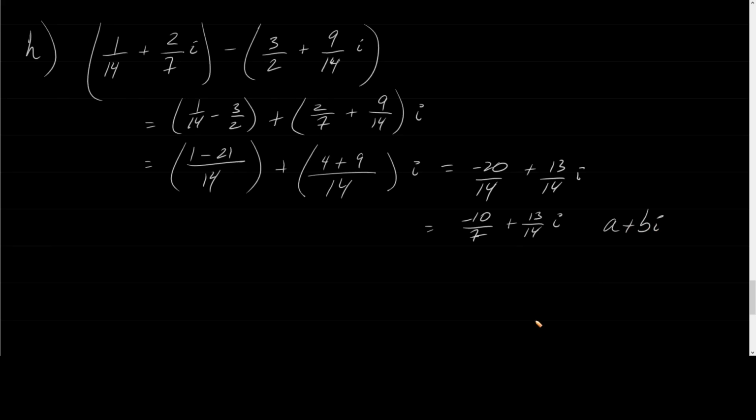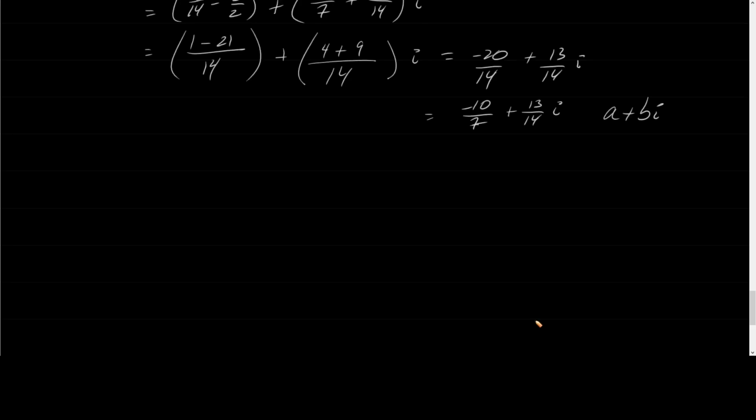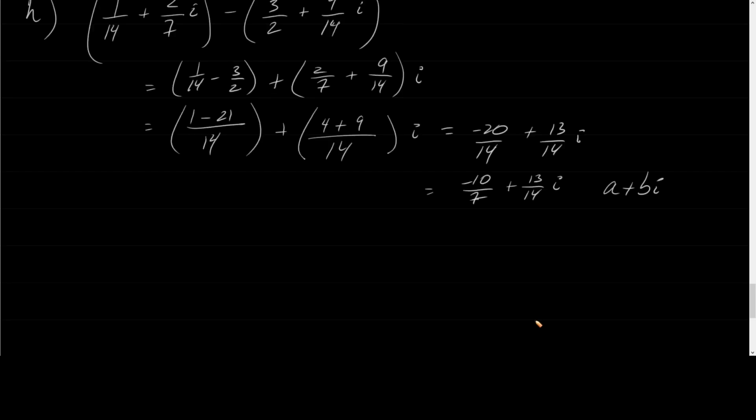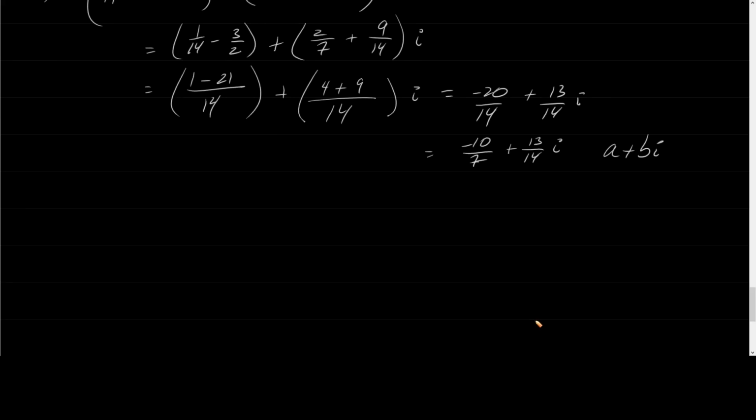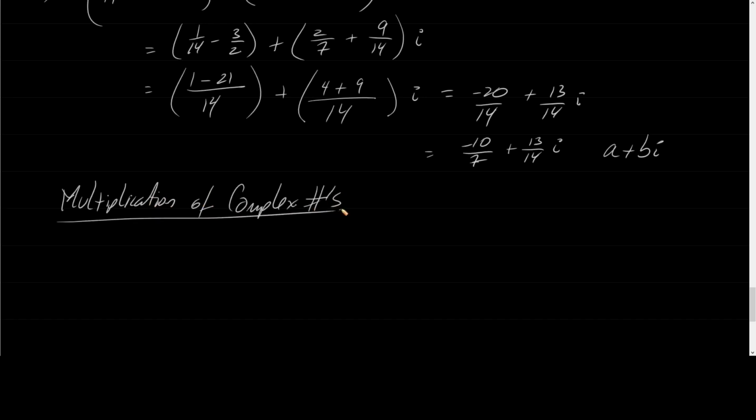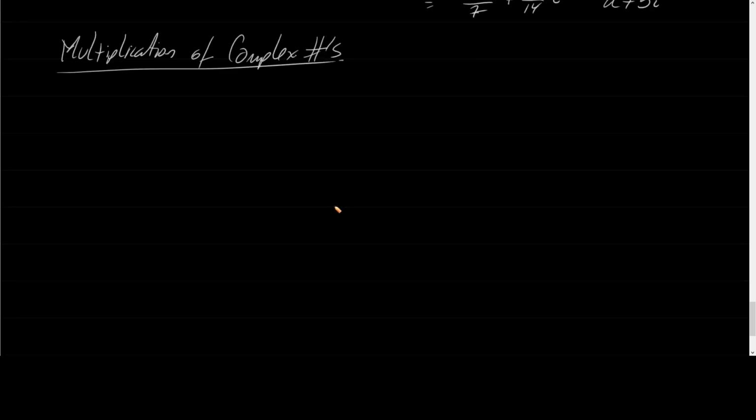So now, that was addition and subtraction. So let's talk about multiplication of complex numbers. And the answer is simple. How do we multiply them? Well, treat them as binomials. What do I mean by that?